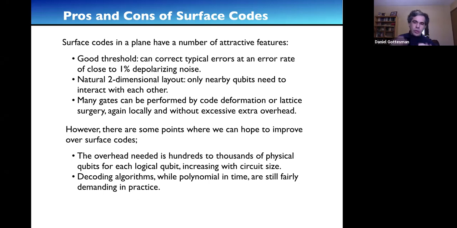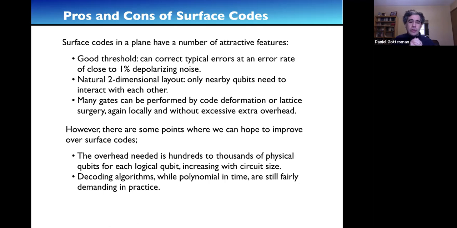If you do it on a torus, that's a little awkward, but if you do it on a flat surface and use some boundaries to create the topological effects, then you can put it in a flat layout, and only nearby qubits need to interact with each other. That's something that in a lot of systems is much easier to do than having qubits that are far apart from each other.